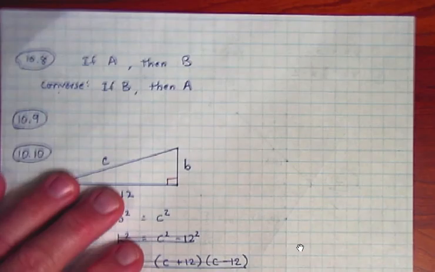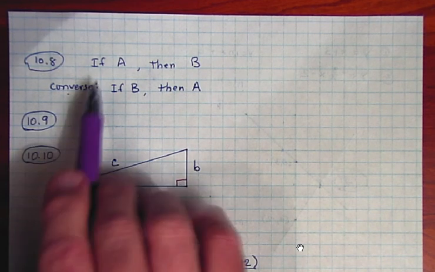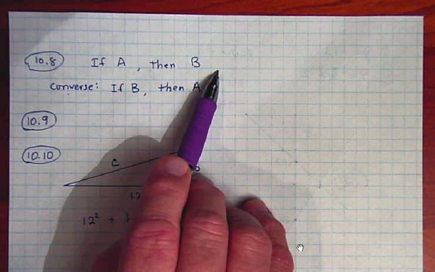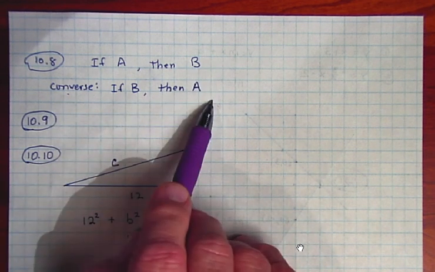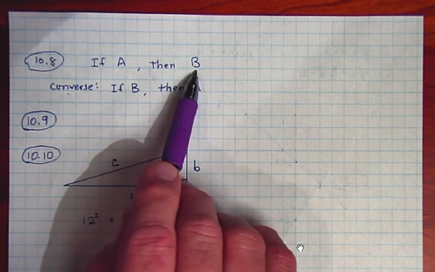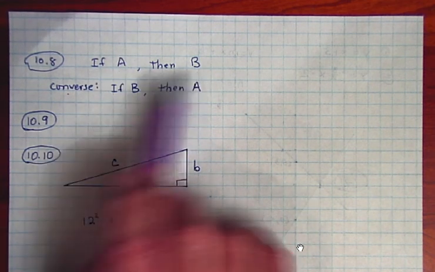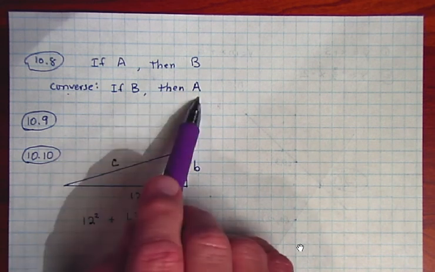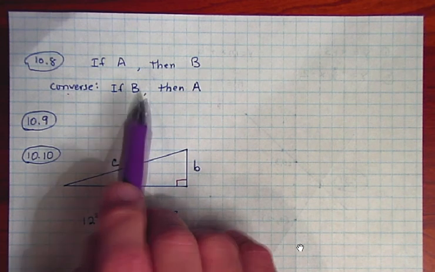In question 8, as a means of explanation, I'll show you the converse. If you have a statement, if A, then B, the converse would be if B, then A. So if you have a linear pair, then the angles are supplementary. Well, the converse would be if you have angles that are supplementary, then they're a linear pair. And the question is, are they true or are they not? You have to rewrite the statements in this form.